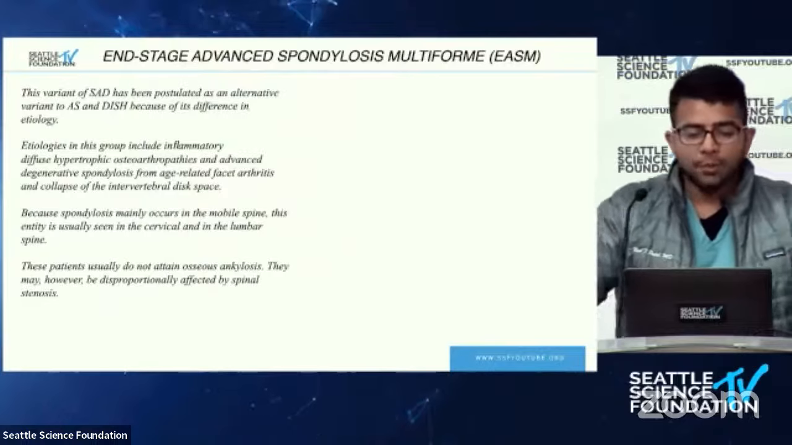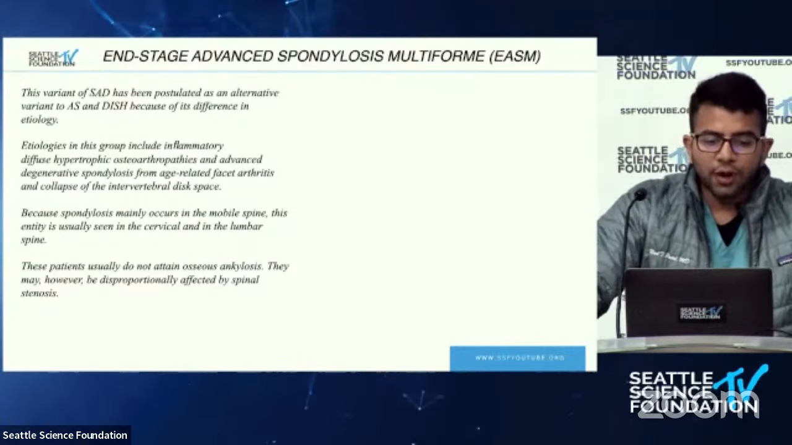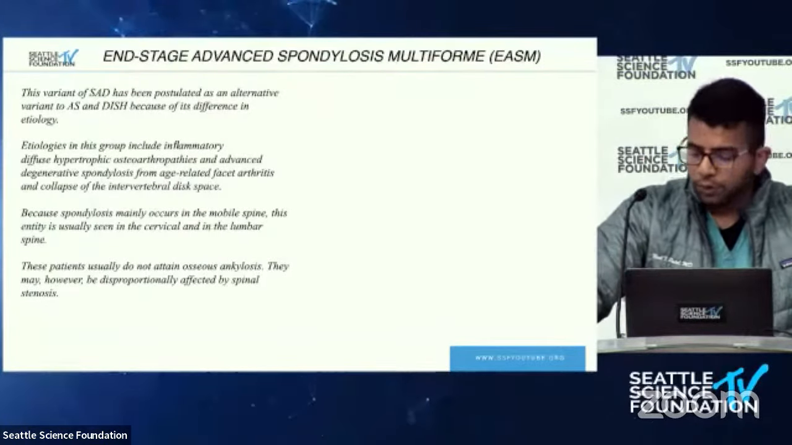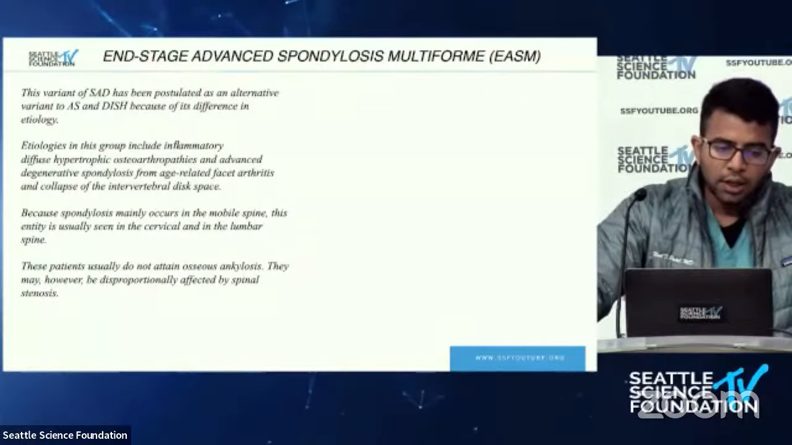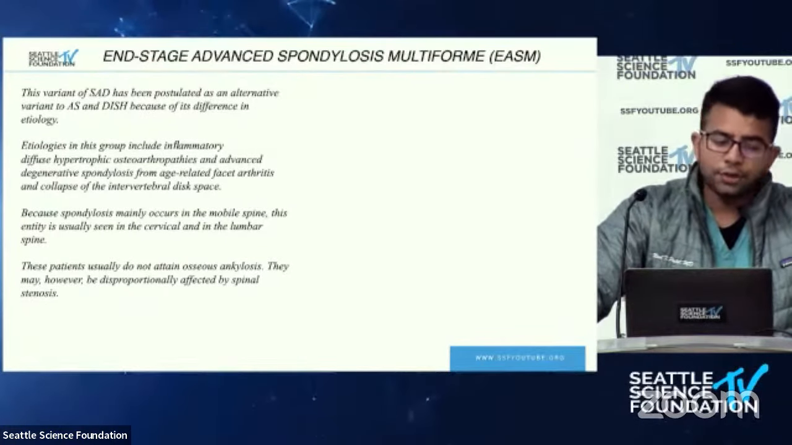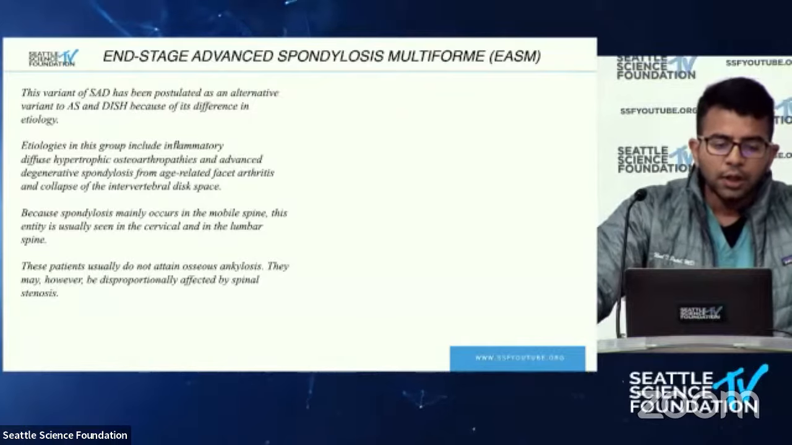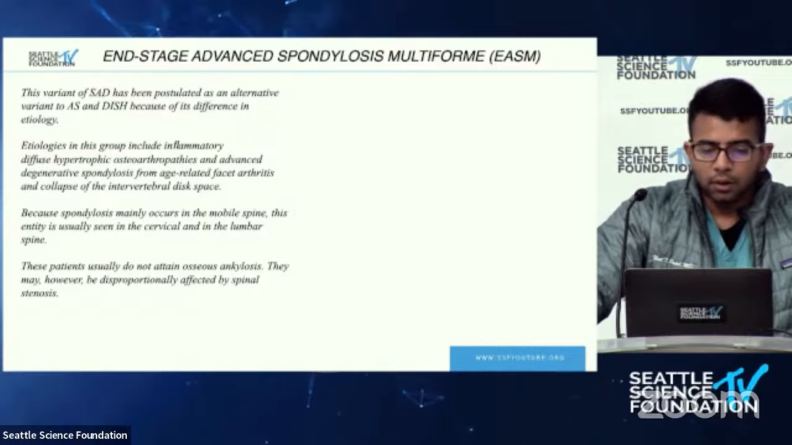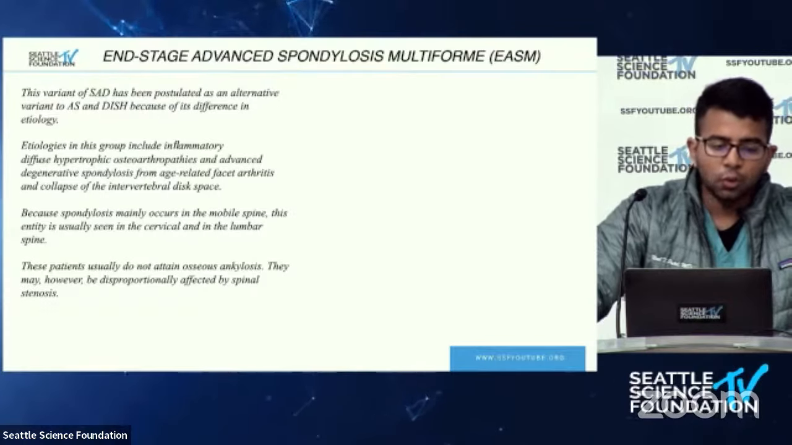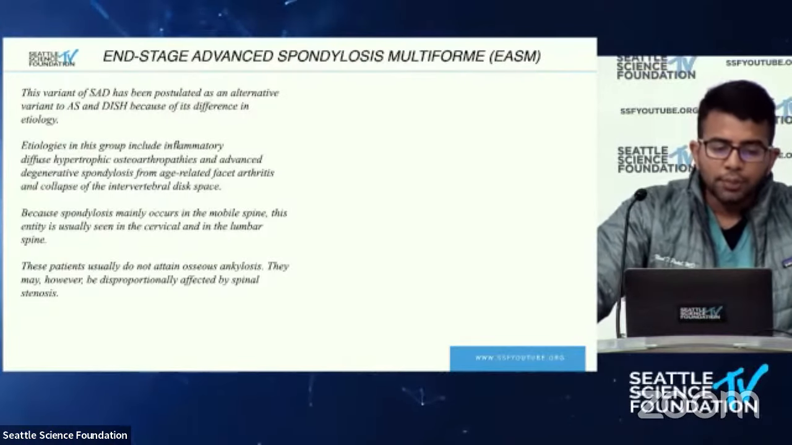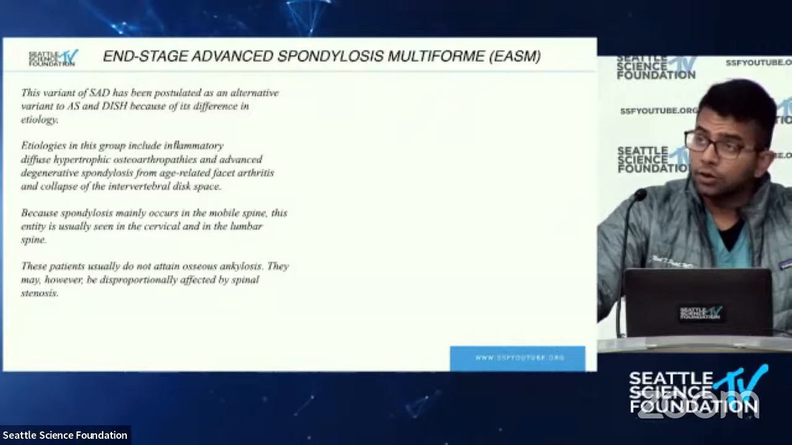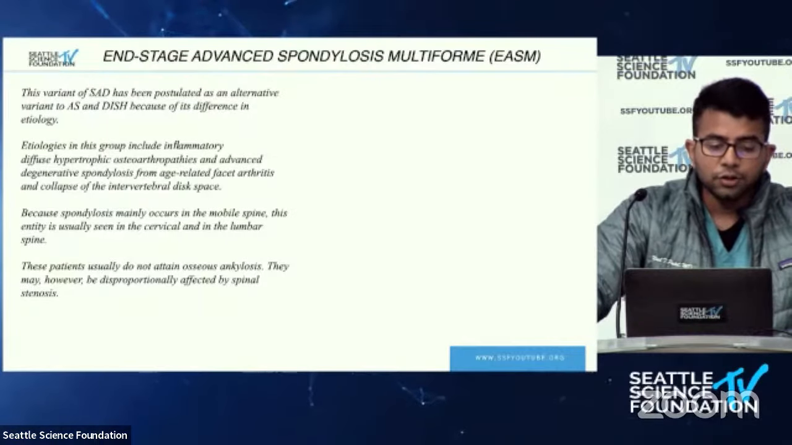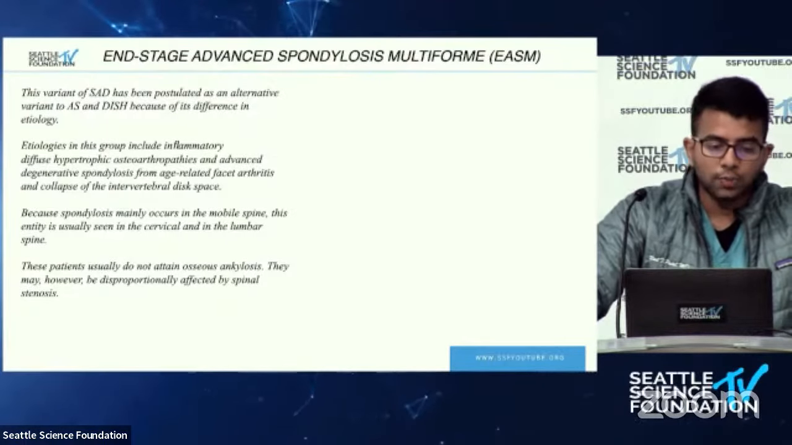The third type is EASM. So again, this is a variant of the disorders that we're talking about now, and it's a little different because of its etiology. The etiology in this group is from inflammatory osteoarthropathies or from advanced degenerative spondylosis, and sometimes collapse of disc space. Because of this, spondylosis mainly occurs in the mobile spine. This entity is usually seen in the cervical or lumbar spine.